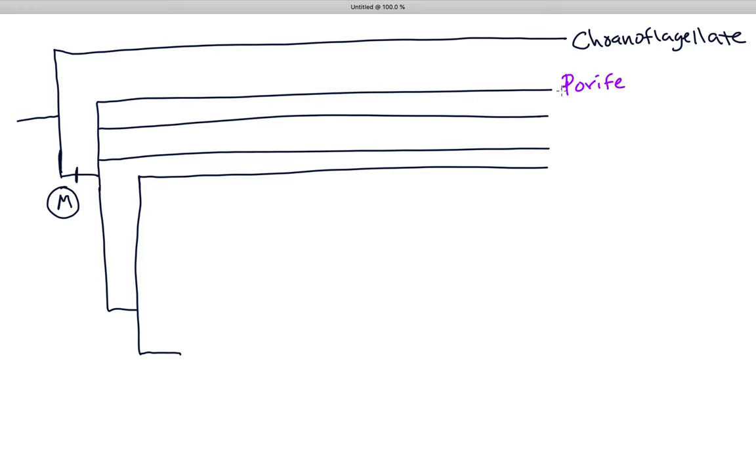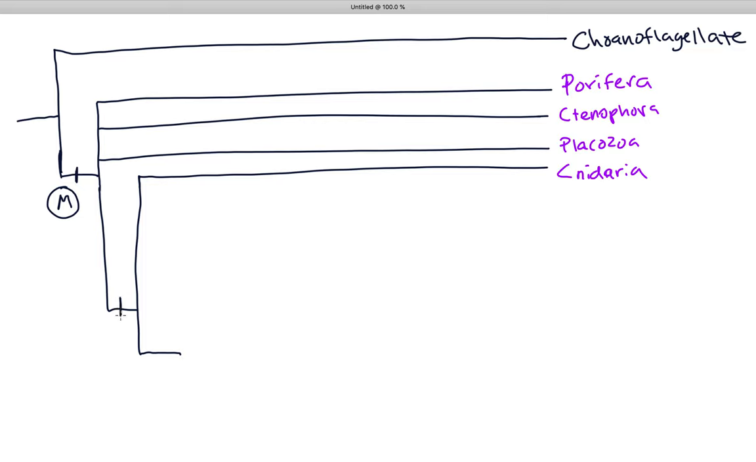So we've got the Porifera, the sponges. We have the Ctenophora phylum, which is the comb jellies or ctenophores. We have the Placozoa phylum, which is placozoans. And then we have the Cnidaria, which are the cnidarians. Now, it's confusing about Porifera, Ctenophora, and Placozoa, exactly how they branch and who's the first.